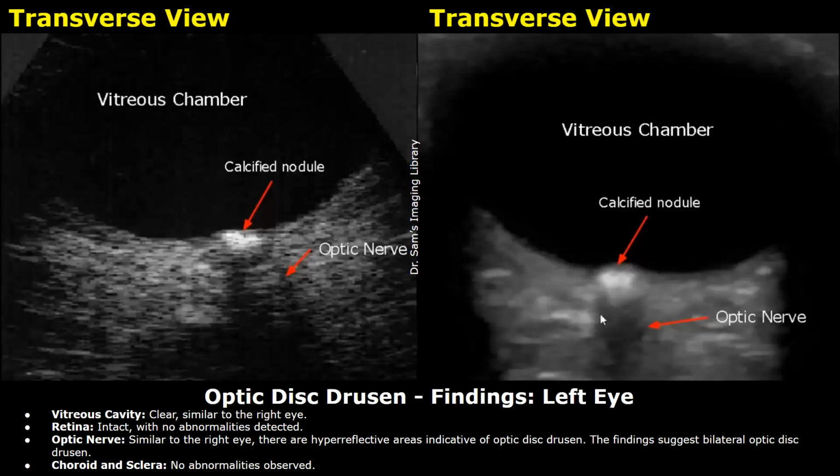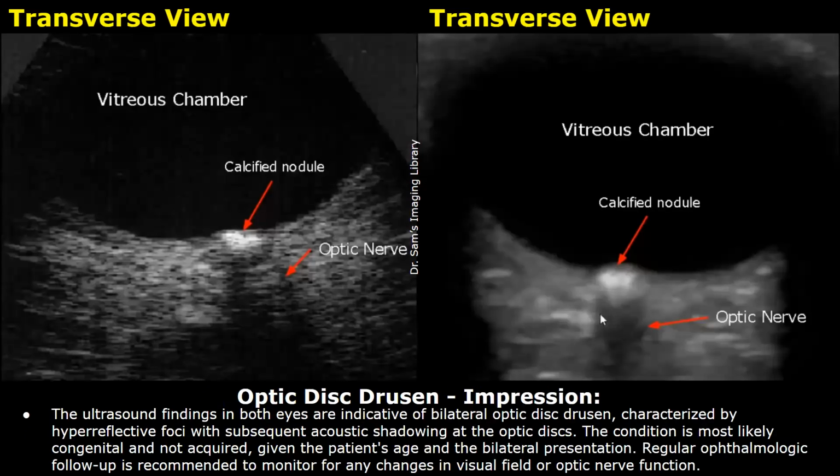The left eye had similar findings, with hyperechoic foci indicative of optic disc drusen. The findings suggest bilateral optic disc drusen. This is the impression. The ultrasound findings in both eyes are indicative of bilateral optic disc drusen, characterized by hyperreflective foci with subsequent acoustic shadowing at the optic discs.